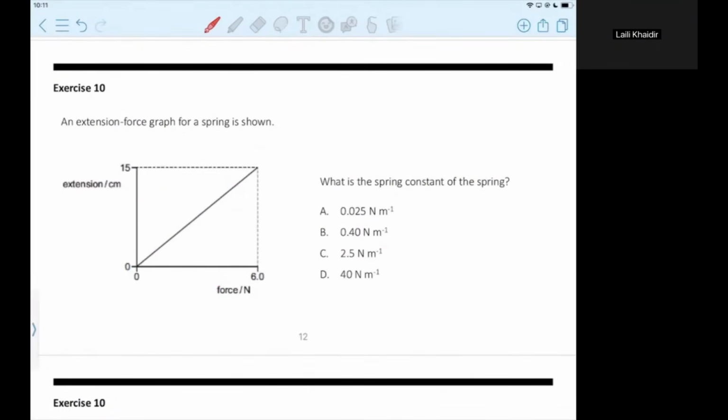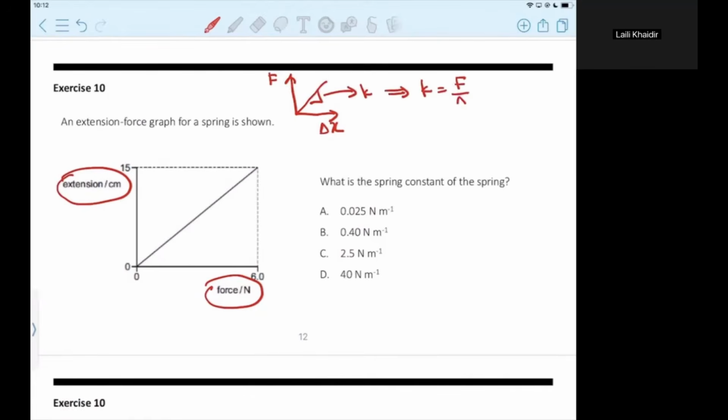Question 10, it's an extension versus force graph. Be careful now. The graph that we have learned in lecture is a force versus extension graph, but this is when you flip the graph, x and y vice versa. So extension is in centimeter, force is in Newton. For a graph of force versus extension, delta x, you will have the gradient exactly as the spring constant according to Hooke's law. So k is equivalent to F over delta x.